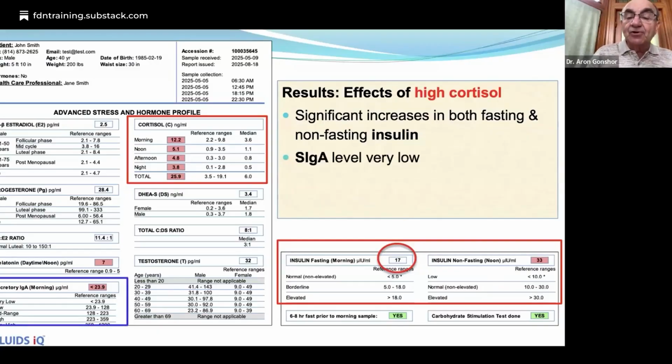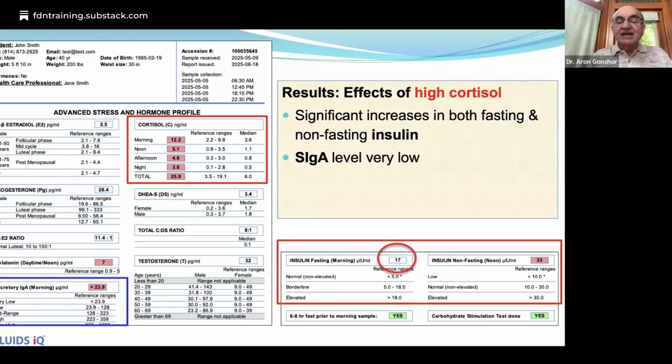The sIgA levels are very low. And why? Well, one of the things you'll see from one of the other lectures is when you get high cortisol levels, mostly due to high chronic stress, that will affect the immunoglobulin function in the mucosa, in this case of the intestine. And which one are we talking about?